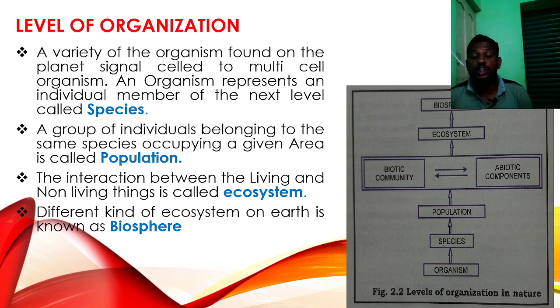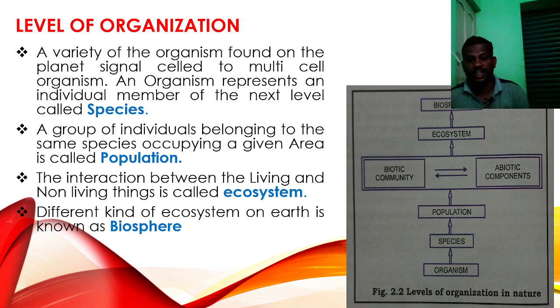A group of individuals belonging to the same species occupying a given area is known as a population. Take human beings as an example: we occupy a particular area for our life propagation, so we are known as the human being population. The same thing applies to wild buffaloes, which are a species occupying a specific area in the wild region. They are known as the wild buffalo population.